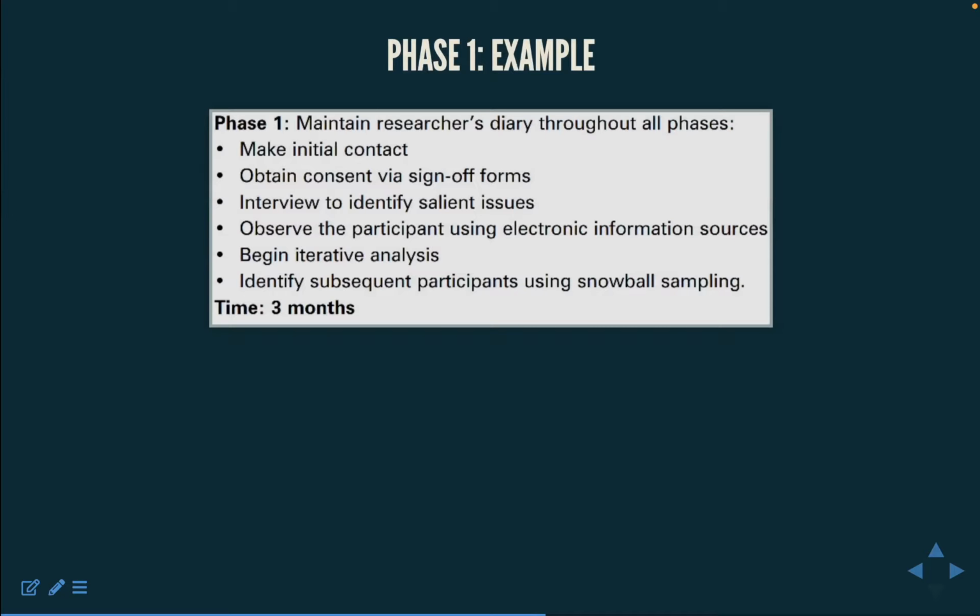So, an example of phase 1 research. Phase 1 is to maintain a researcher's diary throughout all phases. So we need to make initial contact, obtain consent via sign-off forms, interview to identify salient issues, observe the participant using electronic information sources, begin the iterative analysis, and identify subsequent participants using a snowballing sample. Now, this time frame could be 3 months, 3 weeks, 3 years. It just depends on the time frame of your study.